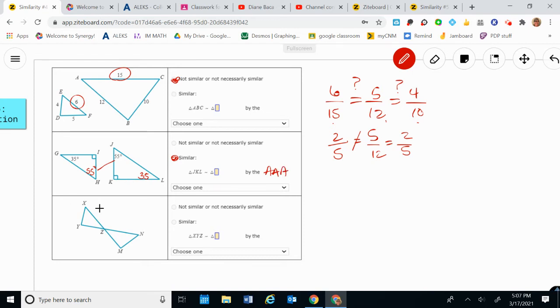All right, take a look here. You've got one angle, but you have nothing else to go by. They didn't give you any other angle. So we don't know if they're similar or not. Not necessarily similar because we don't have enough information. You have to have either all sides are proportional, not 2, but all sides are proportional, or all angles are the same. Okay, next.